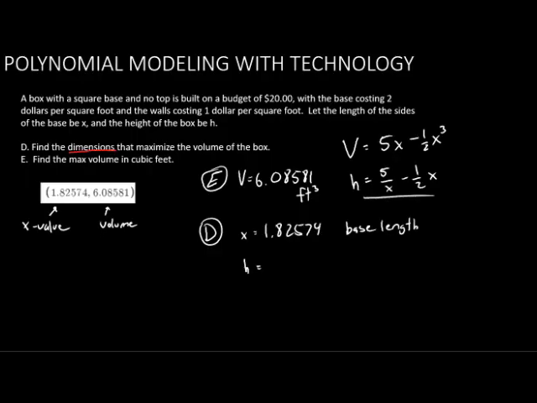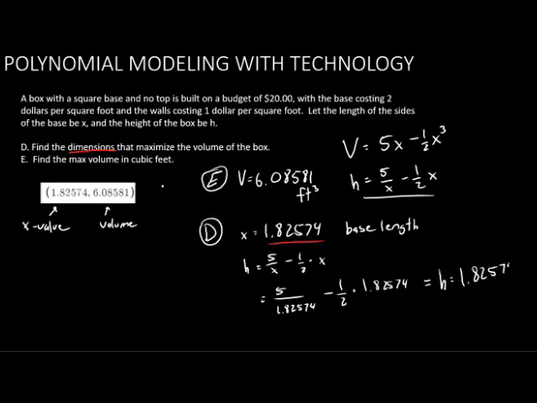So we'll use our equation for height that we found in the previous part, and we'll take 5 over x minus 1/2 times x. We'll replace that x with this decimal number. It turns out if we enter all this into the calculator, we'll get a height of 1.82574 back again. So that means the base length and the height will be the same in this case if we're trying to maximize the volume. So we can say our dimensions will be 1.82574 by 1.82574 by another 1.82574.